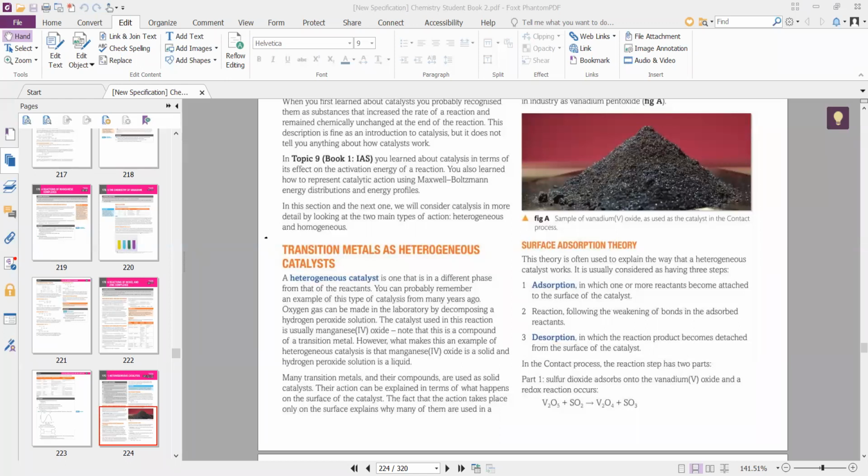Okay, 1 second. There's a nice diagram. I'll share the diagram first of all with you.